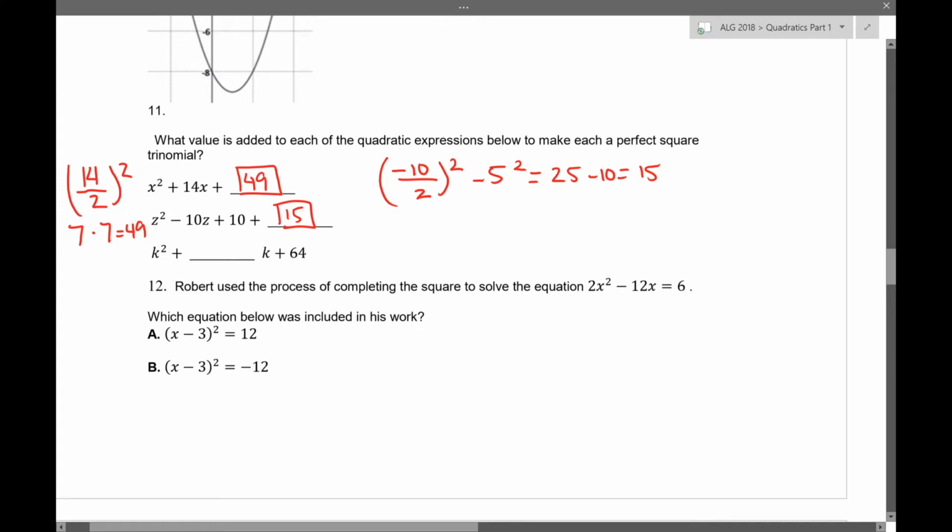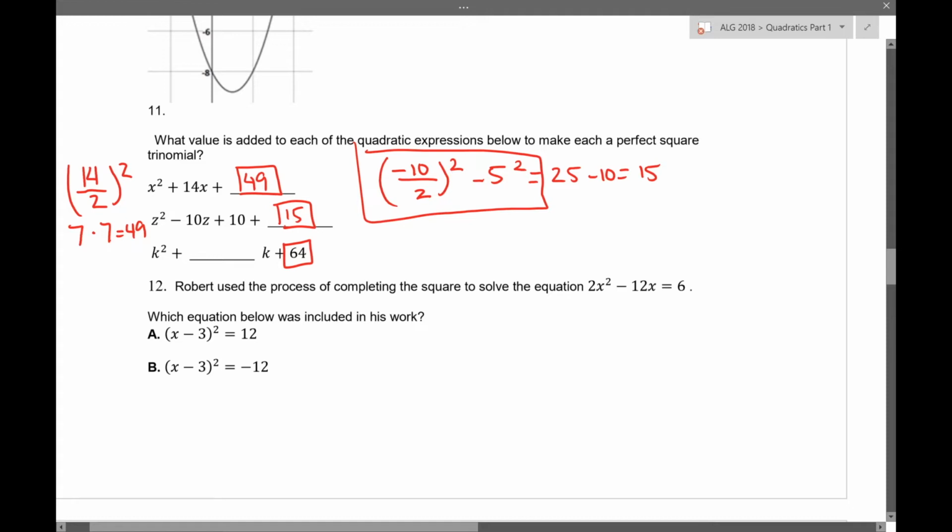Okay, last one. K squared plus blank k plus 64. This time they gave us the boxed answer, so we need to work backwards. I have to do the opposite of these things up here.